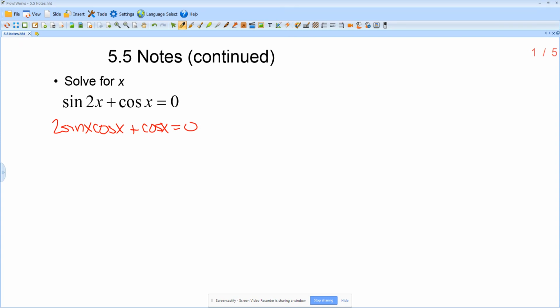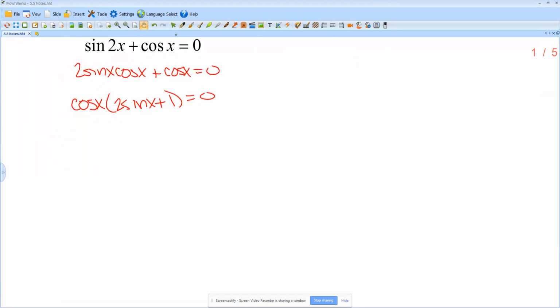Now that allows me to see that cosine could be factored out, and I'm left with 2 sine x plus 1. So each of these can now be solved separately. I'd have cosine x equaling 0, which is already solved, and sine x equaling negative 1/2. I did the solving there real quick.